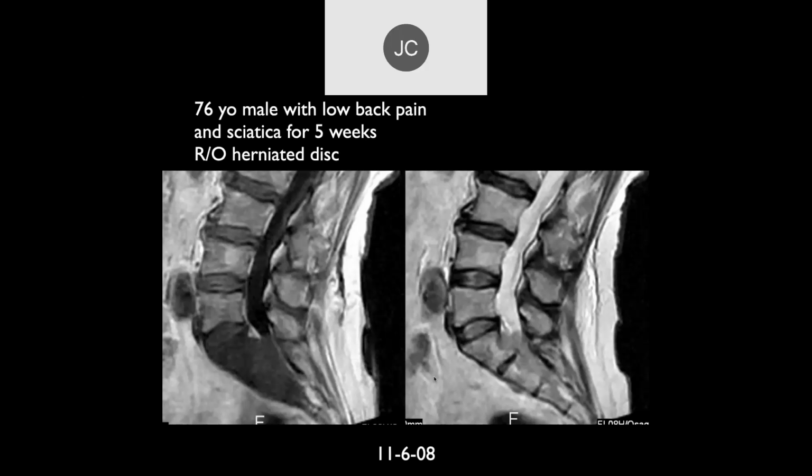Here we have a 76-year-old male, low back pain and sciatica for 5 weeks, rule out herniated disc. Looking at that sacrum on the T1, just low signal, don't really see the bone well. On the T2, notice again, you lose the end plates on the T1. It's really an interesting sign. And they're nice and visible on the T2.